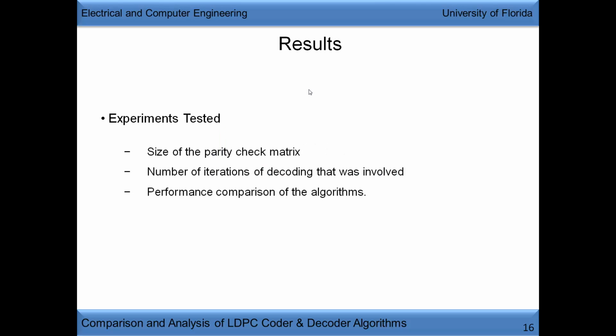Okay, now we're ready to discuss the results. The various experiments that were performed were based on varying the size of the parity check matrix to understand the effect it has on the implementation. We vary the number of iterations of the decoding. The performance comparison of the algorithms was done to understand which algorithm performs better.